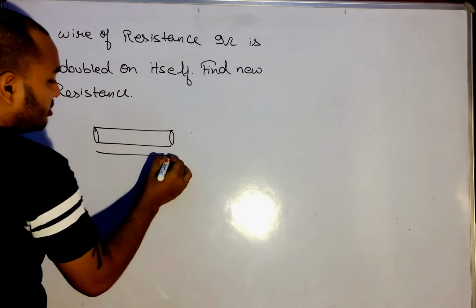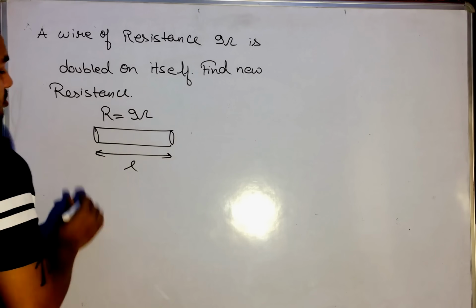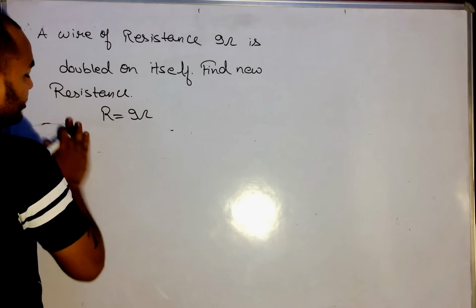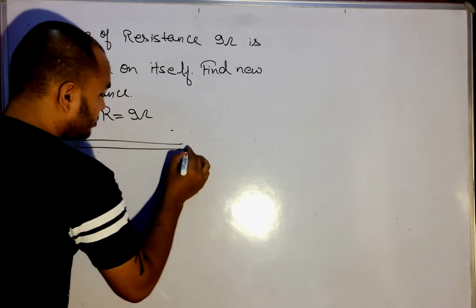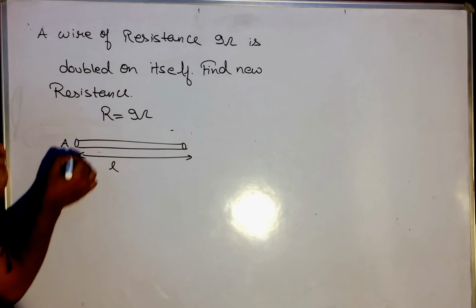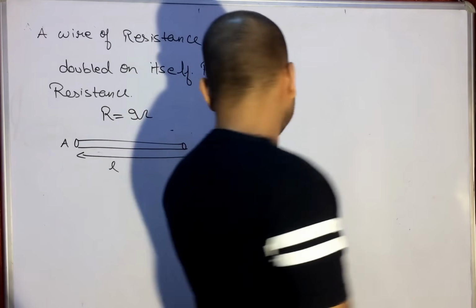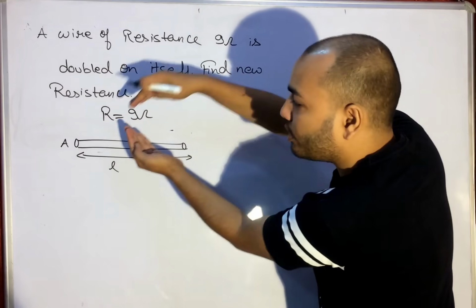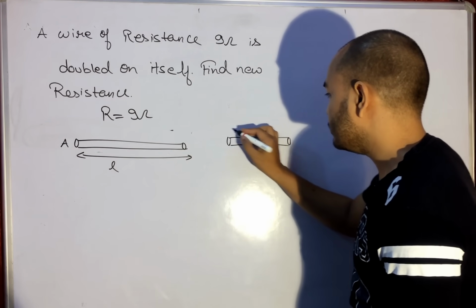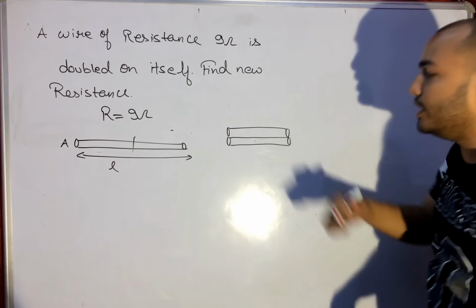So here is a wire whose length is not given. I take it as L, whose resistance is 9 ohm. The length is not given, so I took the length as L. Area is not given, so I take the area as A. And resistance is 9 ohm. Now this wire is doubled on itself. It is folded on itself like this. This much wire has been taken from this side and folded like this.